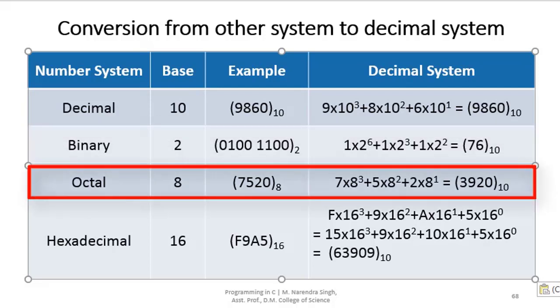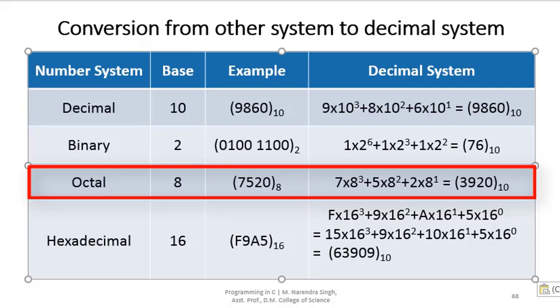Next, let us convert the given octal number 7520 to its decimal equivalent. To find out the decimal equivalent, we multiply its digits by its octal place value and add them together, and what we get will be the decimal equivalent. So let us start converting it. The first digit is 7. We multiply it by its place value 8 to the power 3 as there are 3 digits to its right.